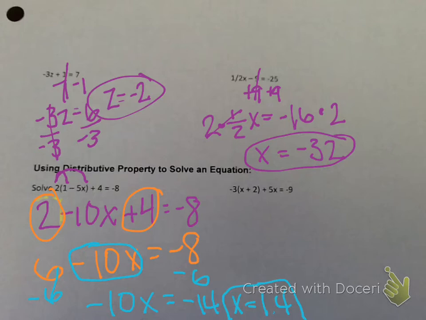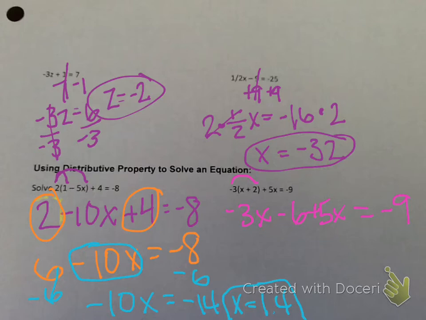Okay, distribute the -3 times the x, which gives me -3x. -3 times 2 gives me -6. Then I have plus 5x equals -9.